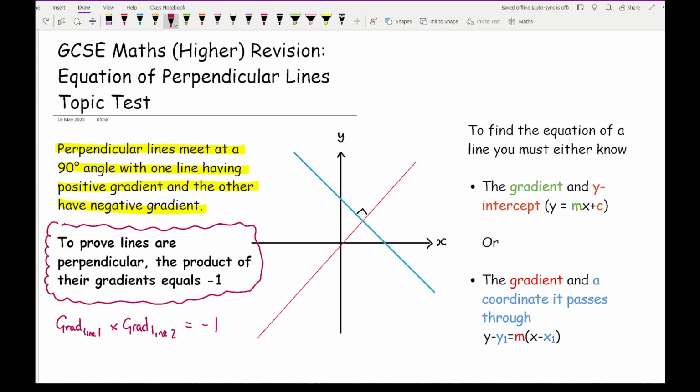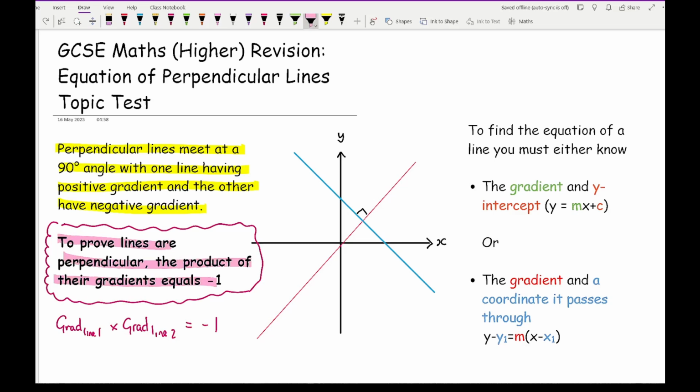Now if you rearrange that, you will find that the gradient of line 1 is equal to the negative reciprocal of the gradient of line 2, and the gradient of line 2 is equal to the negative reciprocal of the gradient of line 1. So if your teachers have told you that, they're not lying, they're not wrong. It's just something that's more used at GCSE, whereas at A level, what I've written here and highlighted in pink is basically the general proof that lines are perpendicular.